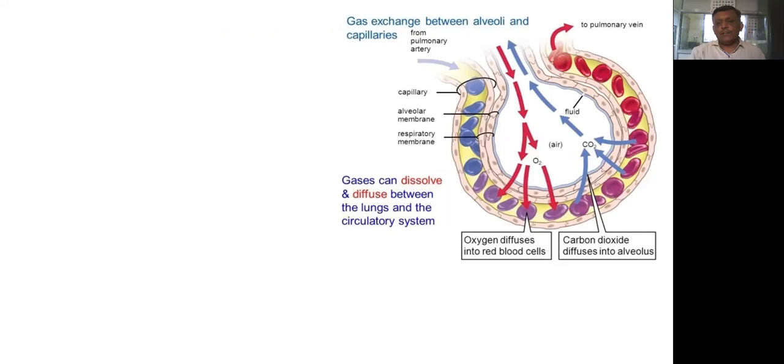In this diagram, it is shown here by two different colors. Oxygen coming from outer environment into the alveoli is shown in red color. This oxygen diffuses from alveoli into the blood, and CO2 from blood diffuses into the alveoli, which is then exhaled out.